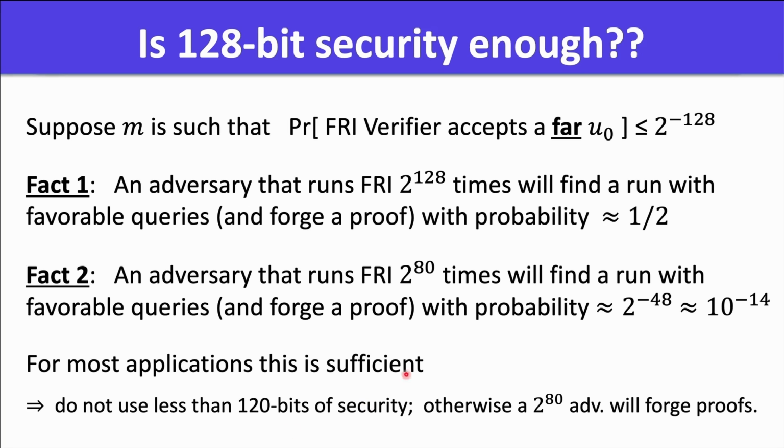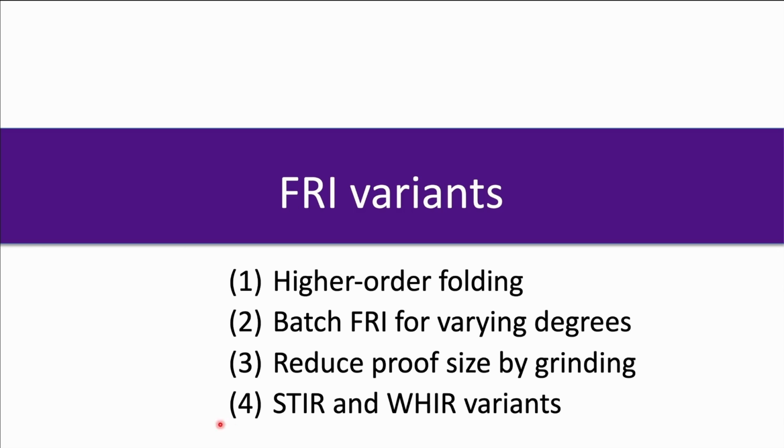Even if you use 100 bits of security, an adversary that will run in 2 to the 80 time will be able to forge a proof with probability about 1 in a million, which is not great. So even though in practice people often use 100 bits of security to reduce the prover work and reduce the proof size, in reality it would be safest to use at least 120 bits of security, if not 128. Okay, so this is what I wanted to say about the FRI protocol itself.